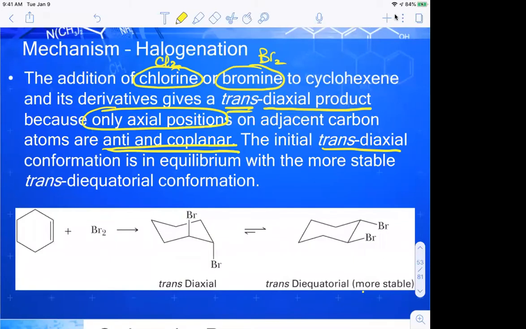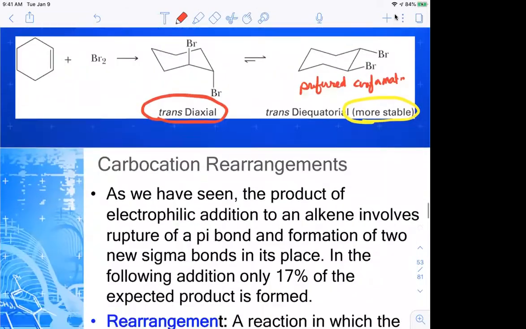So the initial trans diaxial product, which is a conformation, is in the more stable trans diequatorial. So this is what you end up with. This is going to be the preferred conformation. But it has to start out there because I have to have this anti-relationship. I form this bromonium ion, and the bromine has to come in from the bottom. Those two bromine atoms have to end up in this trans diaxial conformation.